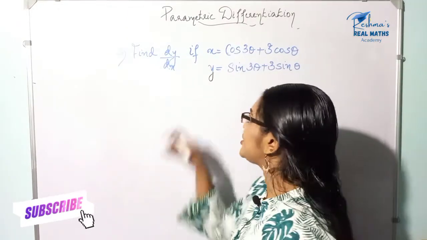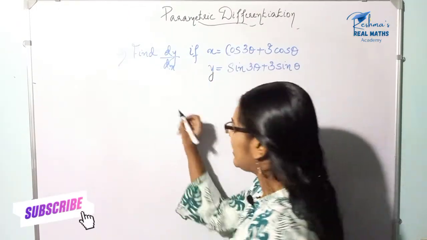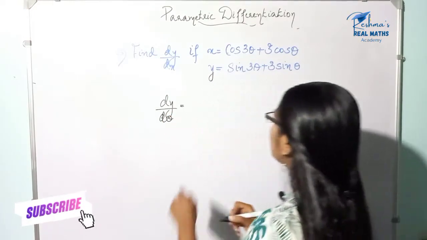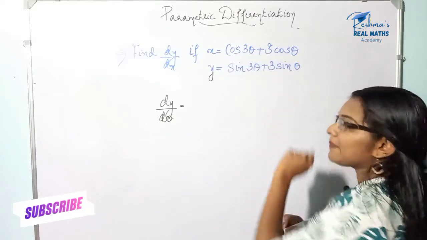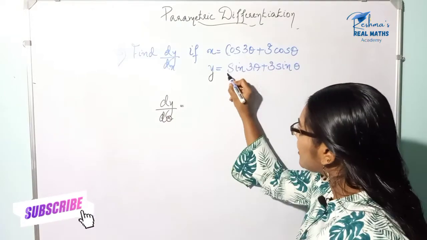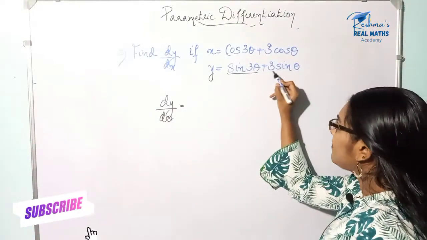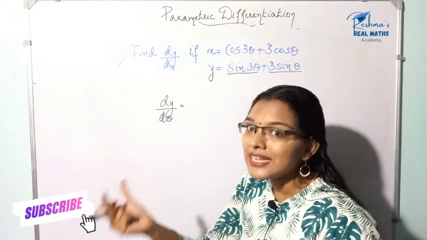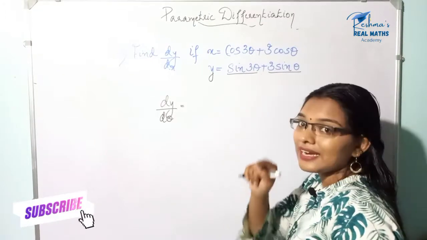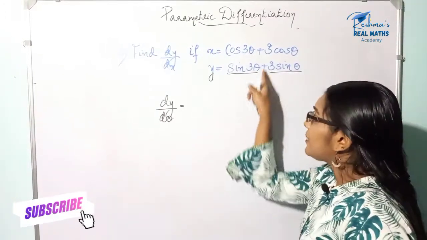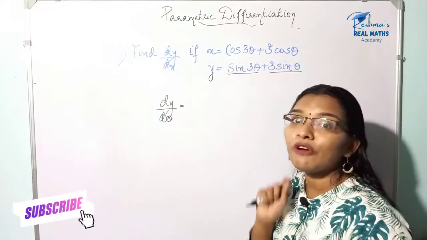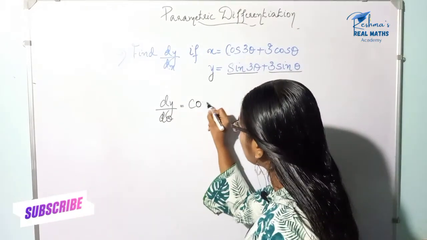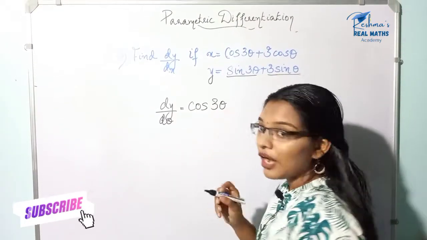So, first we have to differentiate y with respect to theta, isn't it? That is dy by d theta. See, here y is sin 3 theta plus 3 sin theta. So, first we have to differentiate this term with respect to theta and then plus this term with respect to theta. So, what is the differential of sin 3 theta? Here, it is not directly sin theta, it is sin 3 theta. First of all, we have to write down. Here we have to apply the chain rule of differentiation. You have already studied it. So, what is the differential of sin? Cos 3 theta.